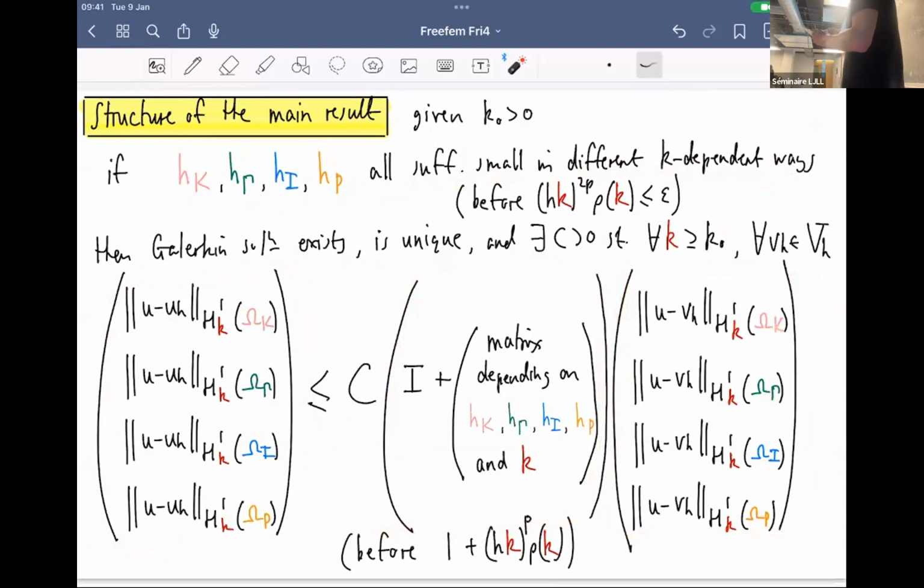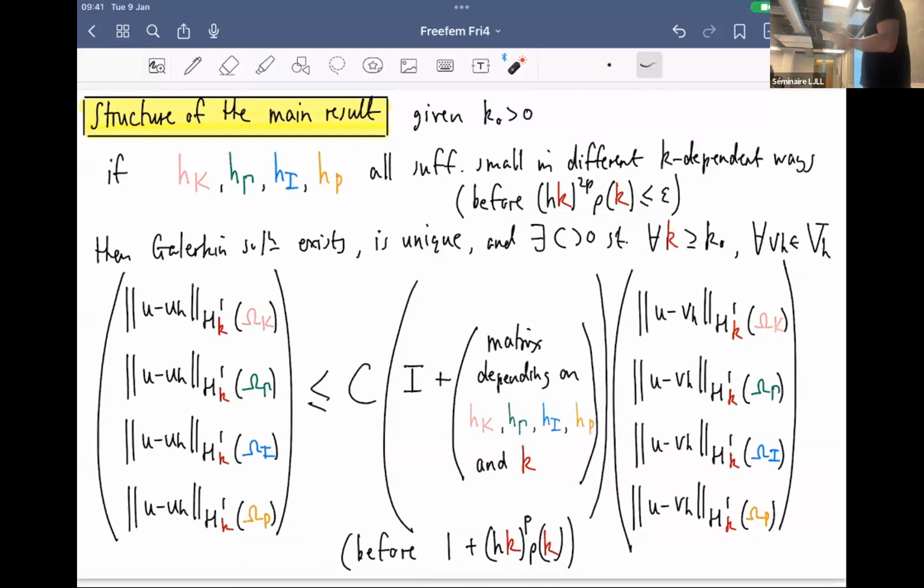So I'm highlighting, again like before, what you've got up here on the board. Before, I had just a global h, with hk to the 2p row of k sufficiently small, and then the global H1 error bounded by 1 plus hk to the row times this best approximation error. So I'm looking for some analog of that, but where I've got these four different regions. Okay, so that's the sort of structure.